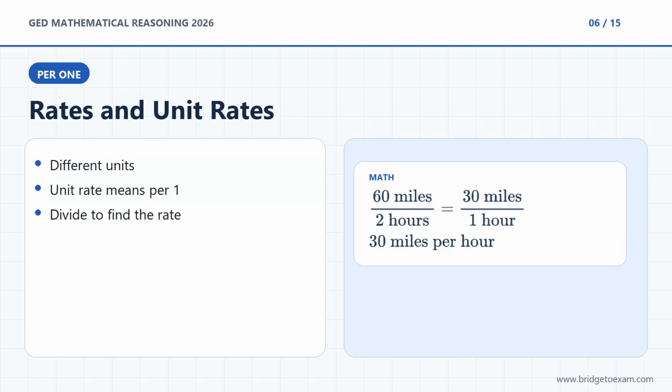A rate compares two different units. A unit rate tells us how much for 1 unit. If a car travels 60 miles in 2 hours, divide 60 by 2. The unit rate is 30 miles per hour.